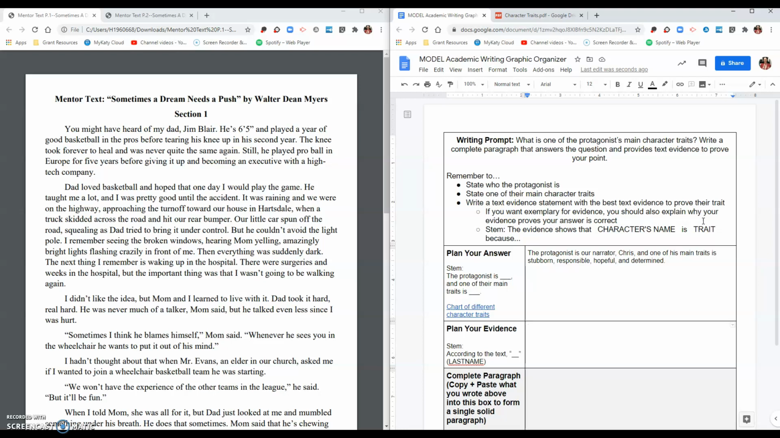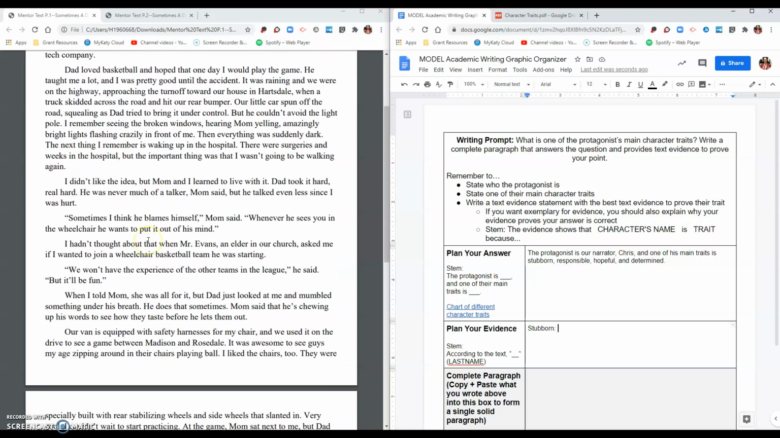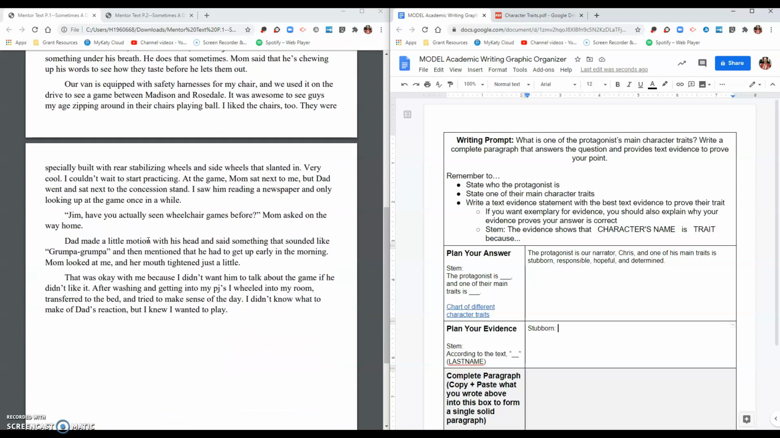So what I want to do is I want to type stubborn. And I'm just going to go through and try and find some text evidence that shows Chris being stubborn. So I think that the last sentence in this first part shows that he's pretty stubborn, right? "I didn't know what to make of Dad's reaction, but I knew I wanted to play." He is going to do what he wants to do no matter what his dad thinks. So I'm going to copy that and paste it here.